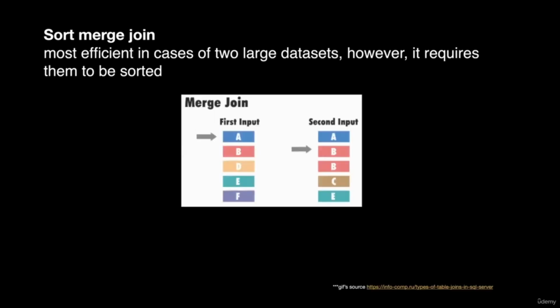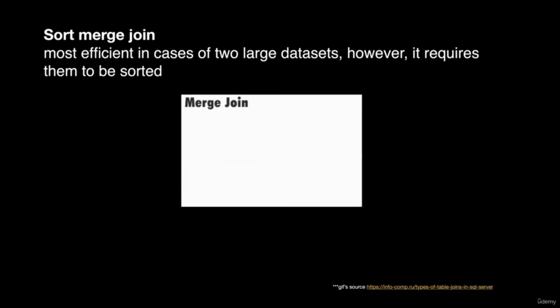Sort merge join. This type of physical data join is the fastest and most efficient in cases of two large datasets. However, it requires them to be sorted, for example, indexes of the join columns. The principle of operation of this join type is as follows.